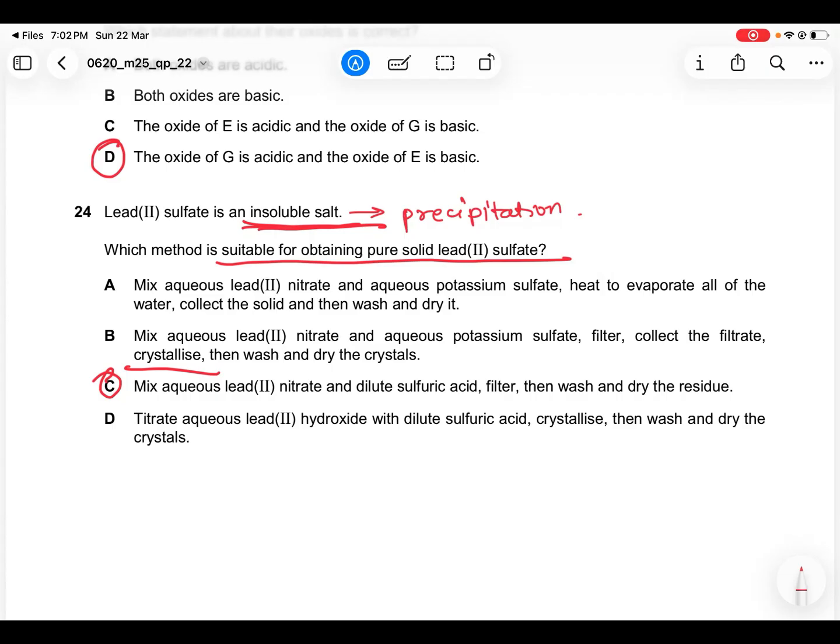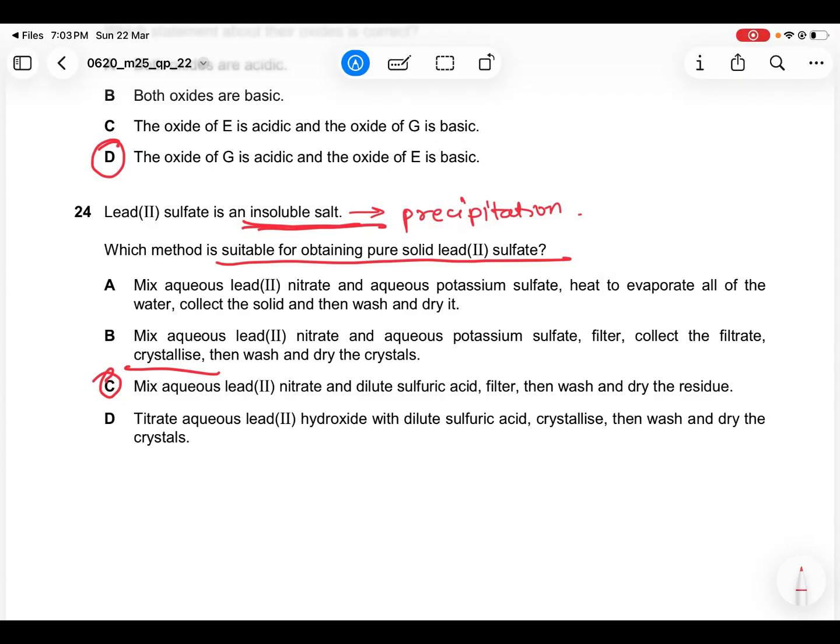Now in case of option D, they are suggesting titration, which is totally not possible because the reactant shown here, lead(II) hydroxide, is an insoluble reactant. For titration we require two soluble reactants, that is an alkali and an acid, and here they have mentioned that the product is an insoluble salt. So we have identified that it is going to happen with precipitation, so titration is definitely not going to come.